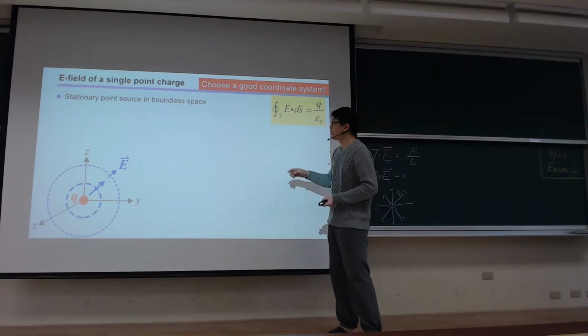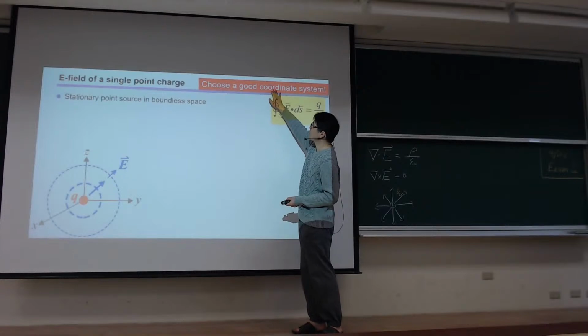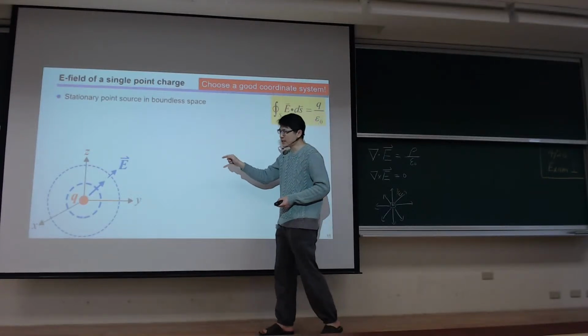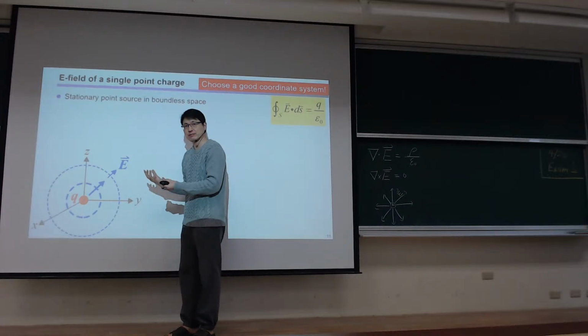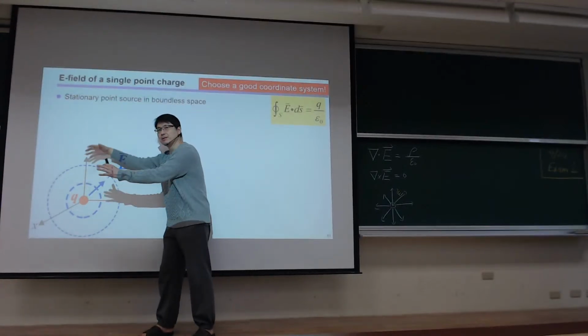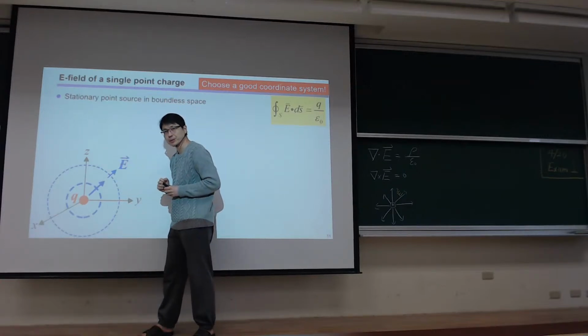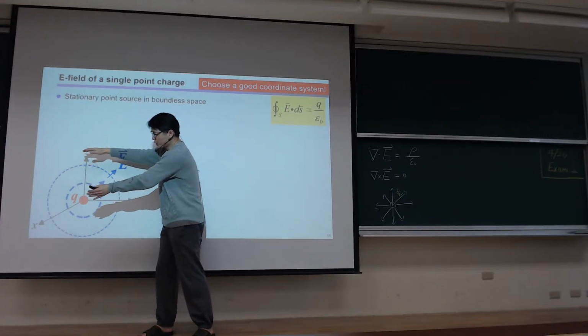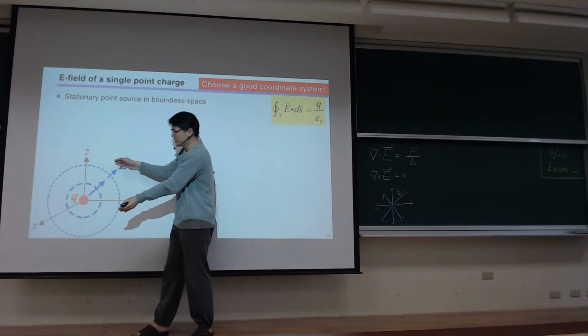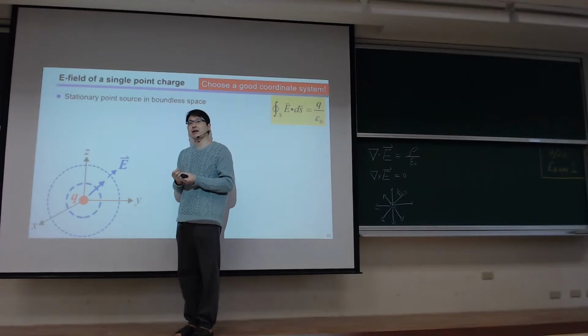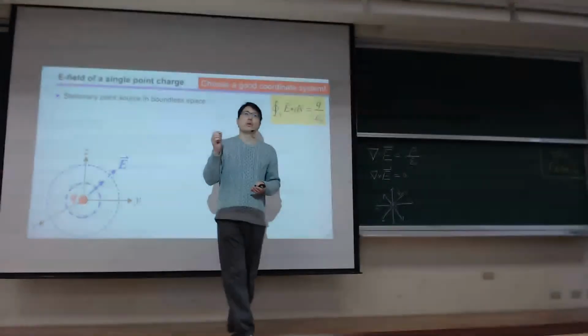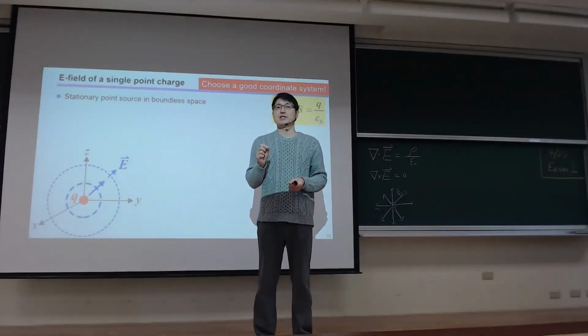So in this case, we want to choose a proper coordinate system. And as we described according to our anticipation, a single charge emits like sunlight, right? So basically, the field structure, its dependence on distance, would most resemble a sphere. So in this case, we would prefer to choose the spherical coordinate system to work with.